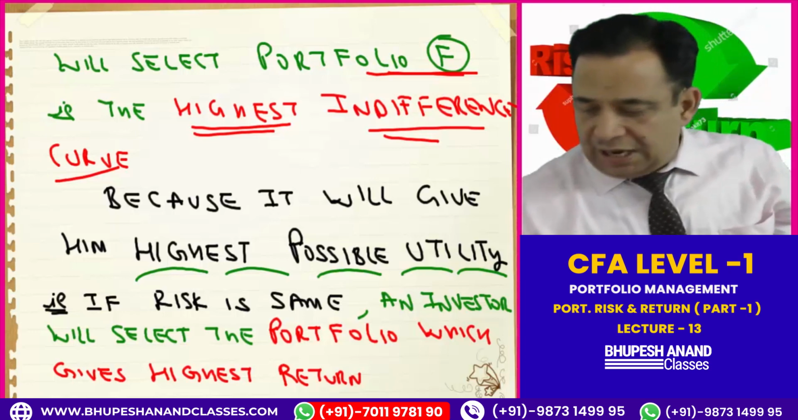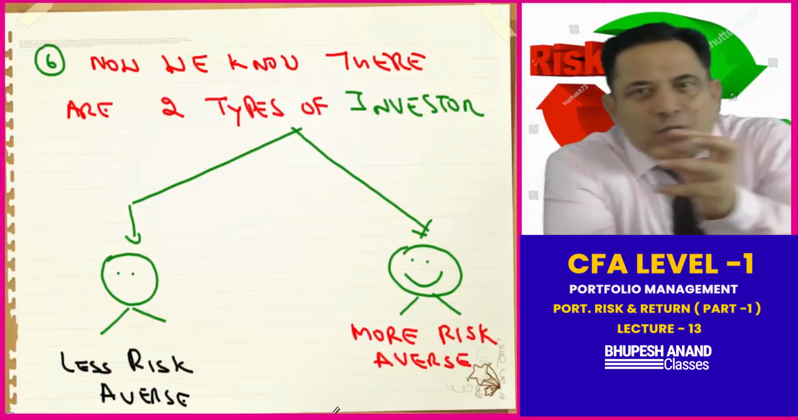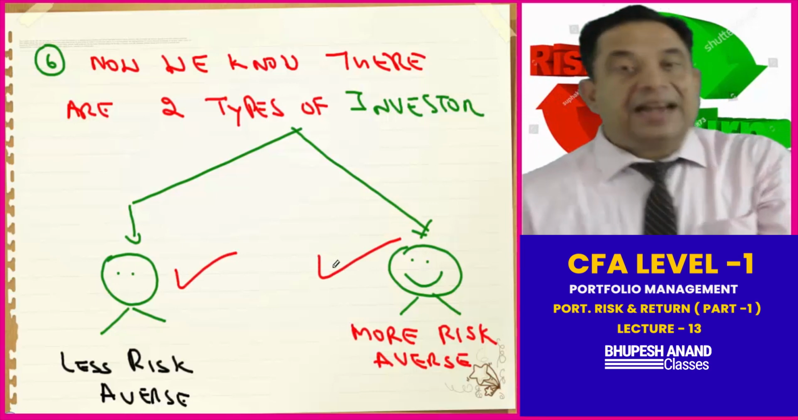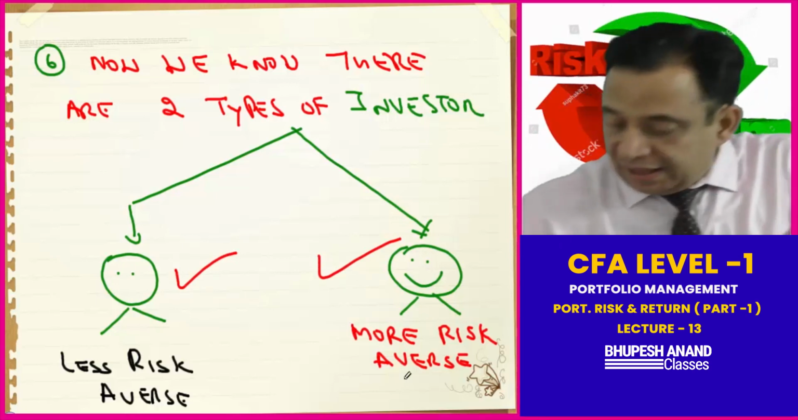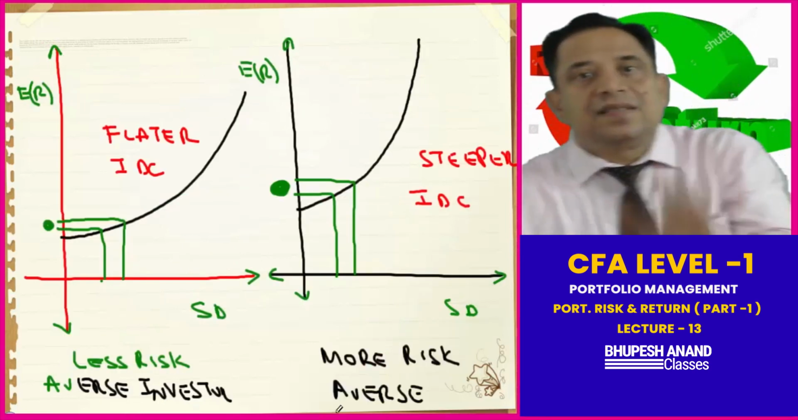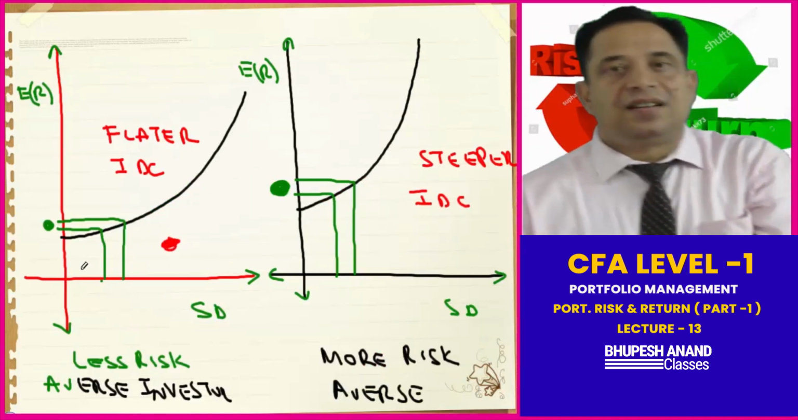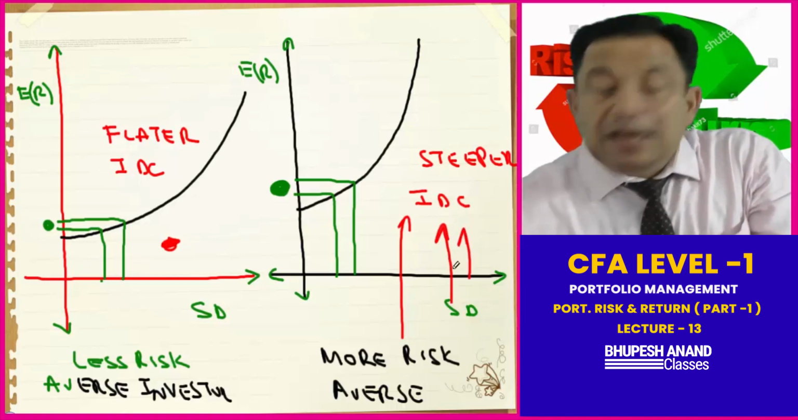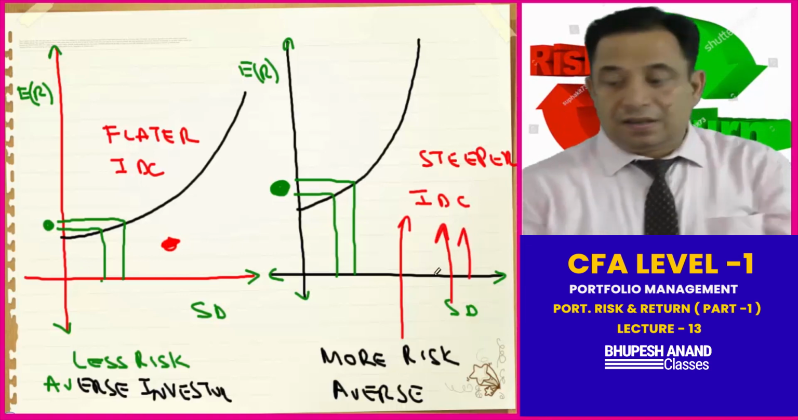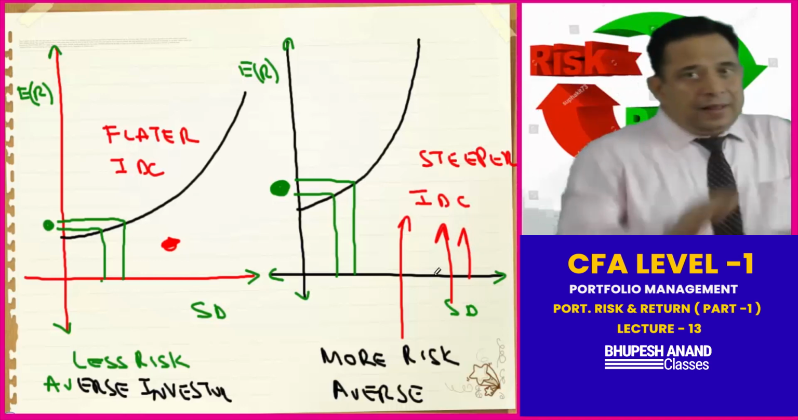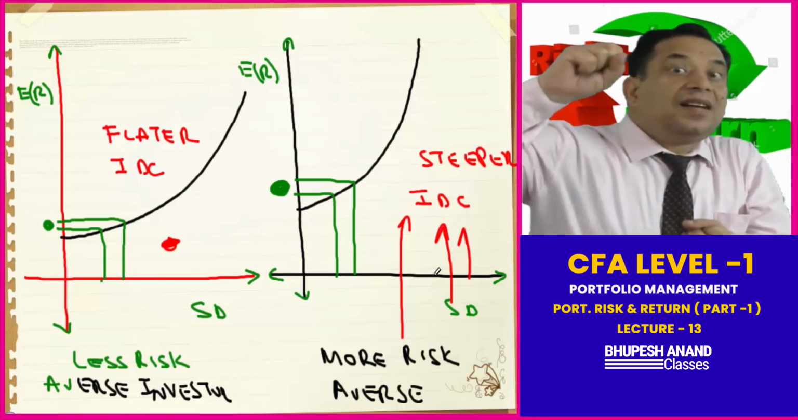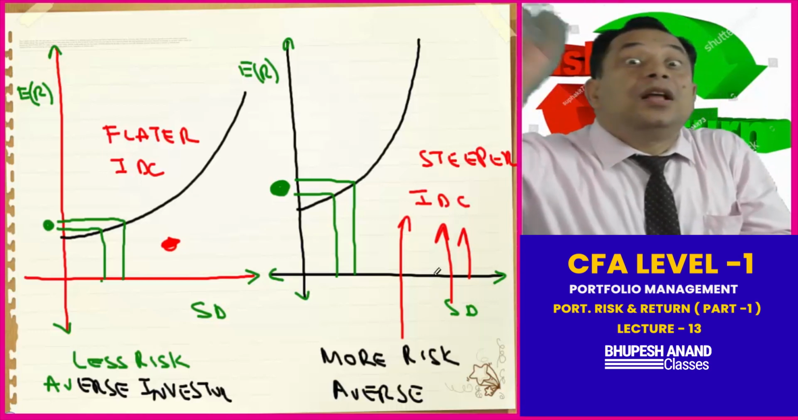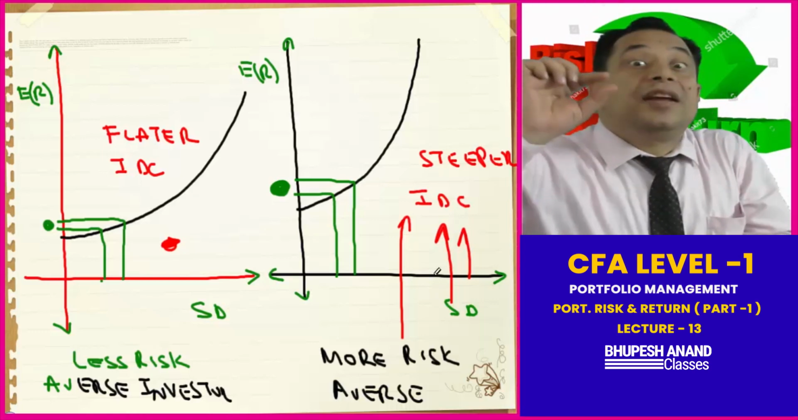Okay. Now I am going to integrate. I want to tell you that there can be two types of investors: one is less risk averse and the second is more risk averse. If an investor is less risk averse, then the curve will be flatter. If a person is more risk averse, then the curve will be steeper, because he will be expecting more return for a given level of increase in risk. I have explained this also, please prepare it.